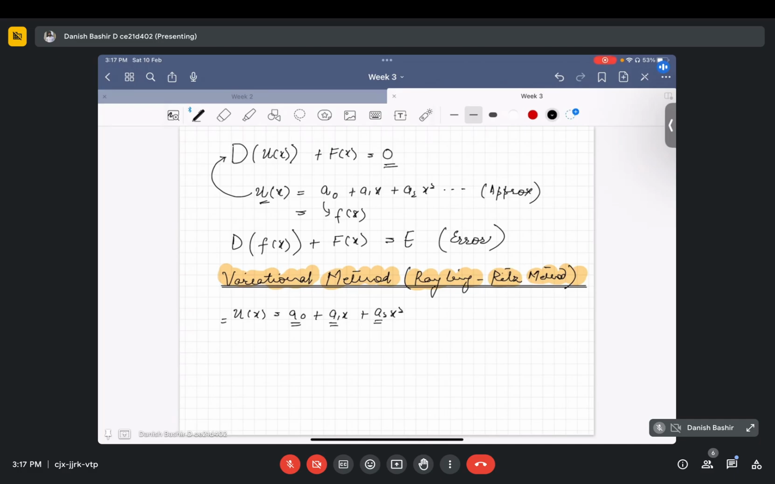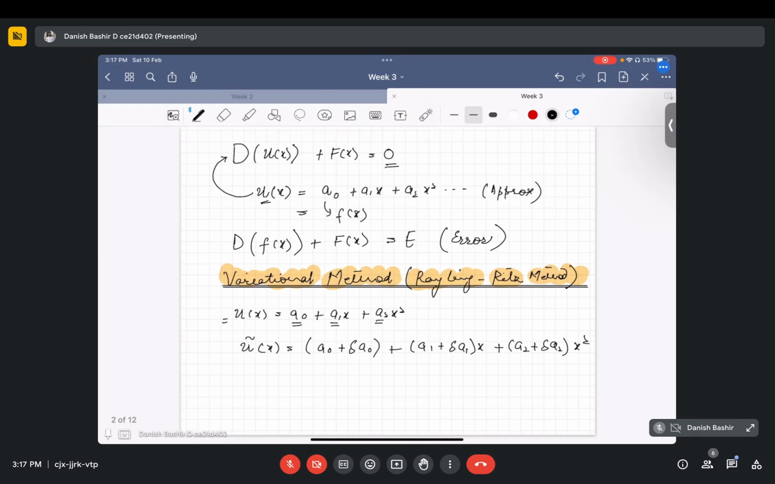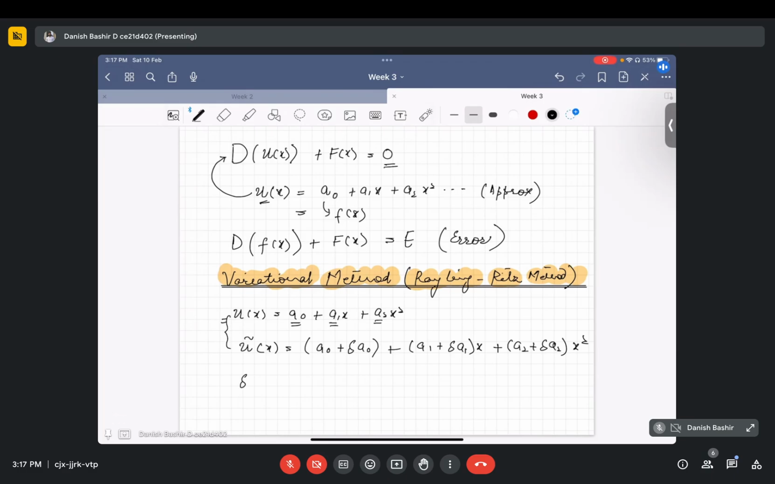So we use variational calculus, wherein we write u bar of x equal to, inducing a very small change in the unknown constants: for a naught, a small change delta a naught; similarly a1 plus delta a1, with x already there; and in a2, I also induce delta a2, with x square. Then I see the change in the approximate function, delta u of x. It will be the new approximate solution minus the original function u of x. If I subtract these two functions, I get delta a naught plus delta a1 x plus delta a2 x square.